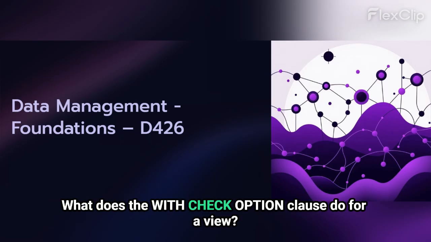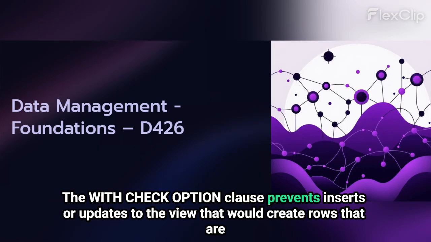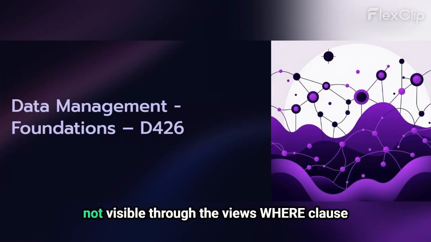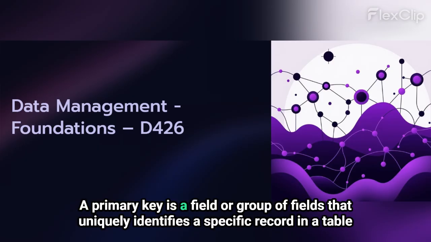What does the WITH CHECK OPTION clause do for a view? The WITH CHECK OPTION clause prevents inserts or updates to the view that would create rows that are not visible through the view's WHERE clause. Keys. What is a primary key? A primary key is a field or group of fields that uniquely identifies a specific record in a table.